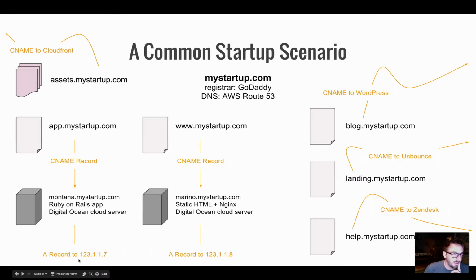Now I wouldn't tell my users to go to montana.mystartup.com. That'd be hard to remember. So I'm going to map app.mystartup.com to it with a CNAME. That gives me a little bit of fallback. Say I want to have a backup server running, or I want to make it easy to switch servers out if I need to. Having that configuration is nice.